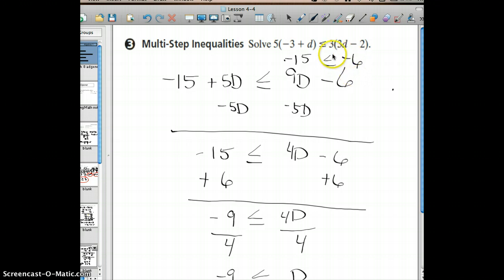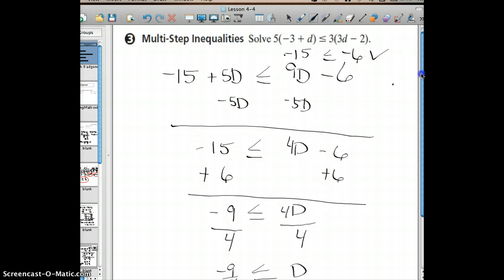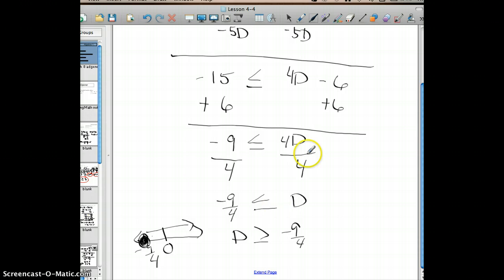Is negative 15 less than or equal to negative 6? That is true. Remember, the larger the negative number, the smaller it actually is. So in this case, we've just used 0. And again, pick easy numbers to double check your work. Sometimes you can do the math in your head pretty quickly, and just prove to yourself and double check your work that your result is accurate. And here we can see that d should be greater than or equal to negative 9/4.